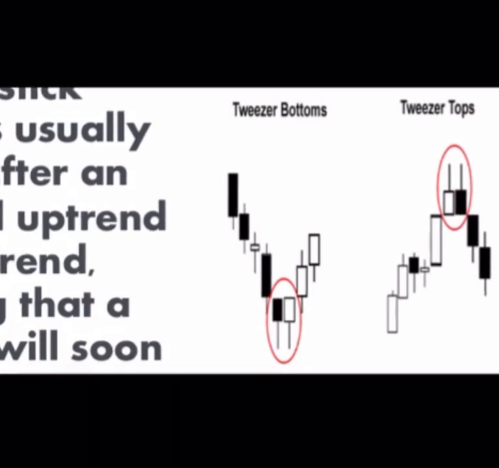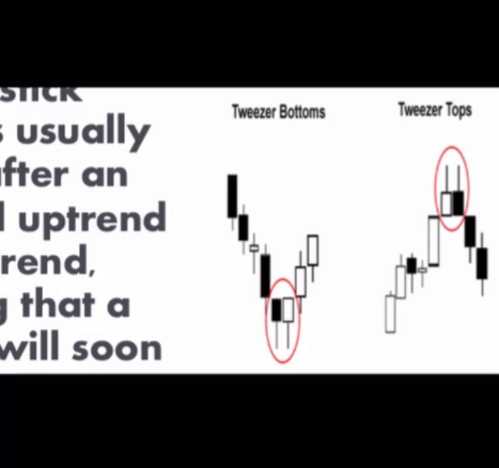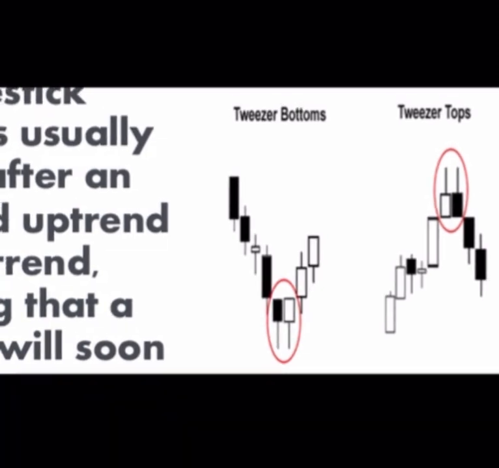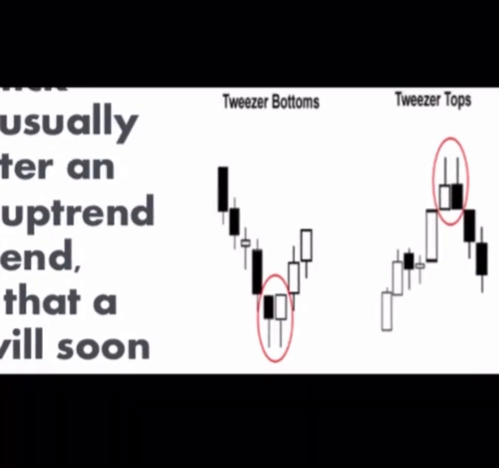This is how a tweezer looks. Now the first candlestick, which is the black one, is the bearish, while the other one followed by it is the bullish candlestick, which is the white one. So 2 candlesticks like this that are the same indicate what? A tweezer. Yes, sir. But this is a bullish tweezer.